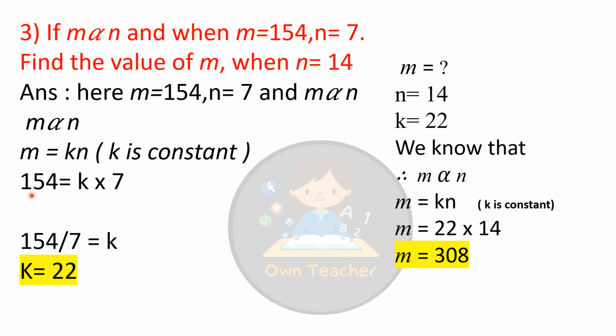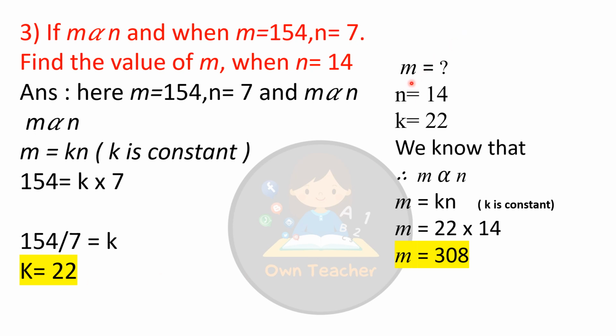m is 154 is equal to k into 7, that is value of n. So 154 divided by 7 is equal to k. Here we will divide 154 by 7. So the answer is 22. k is equal to 22, that is constant value here.